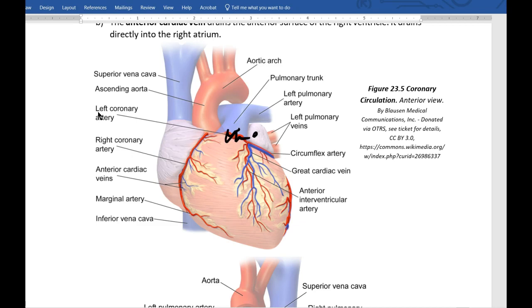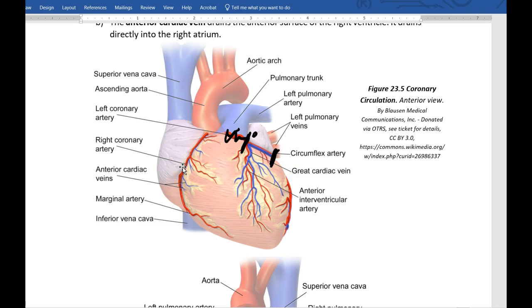As soon as it sticks its head out from underneath the left atrium, it immediately splits into the anterior interventricular artery and the circumflex artery. So everything that you'll be able to see on the models from here to there, and it goes all the way around the back of the heart, that's all circumflex. And then on the right side, you can see the right coronary artery.